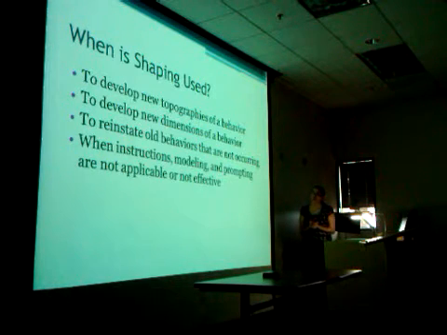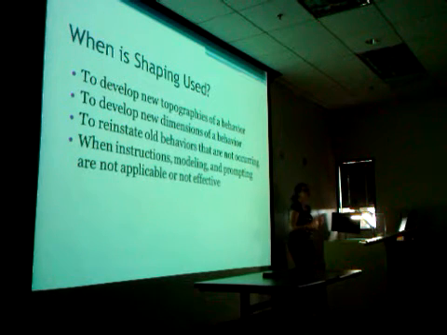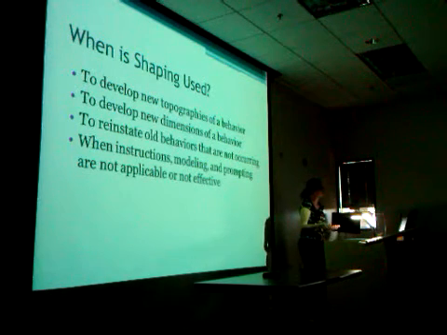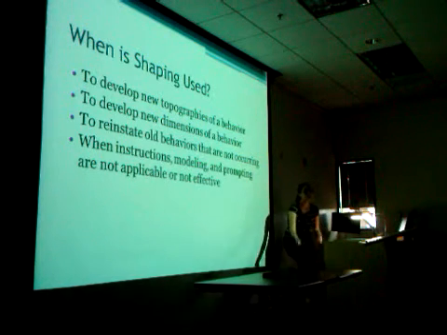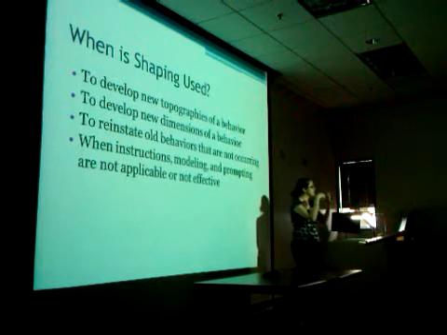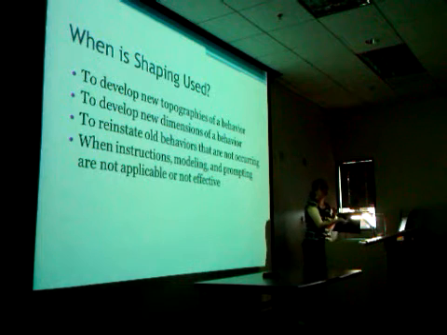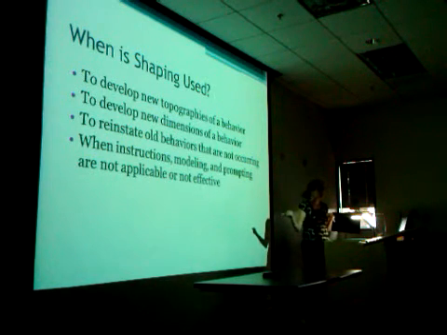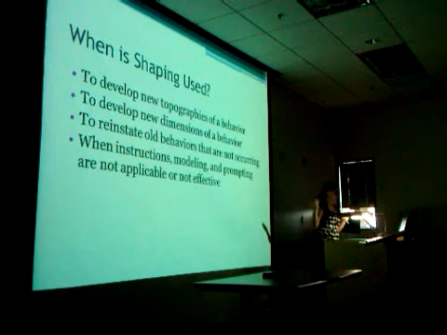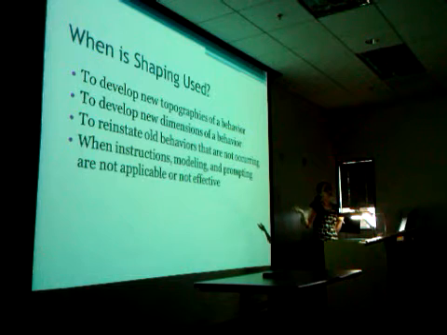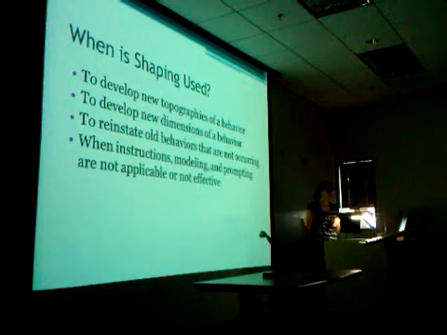And also, when we are not able to give instructions, so just simply telling the person what to do, right? Read this word, or what does this say, or okay, now you're going to tie your shoes, you're going to pull the string, you're going to make a little knot. When they're not able to follow instructions, shaping is used. When modeling is not effective, so just by you showing them what to do, if they're not able to copy, we would use shaping.